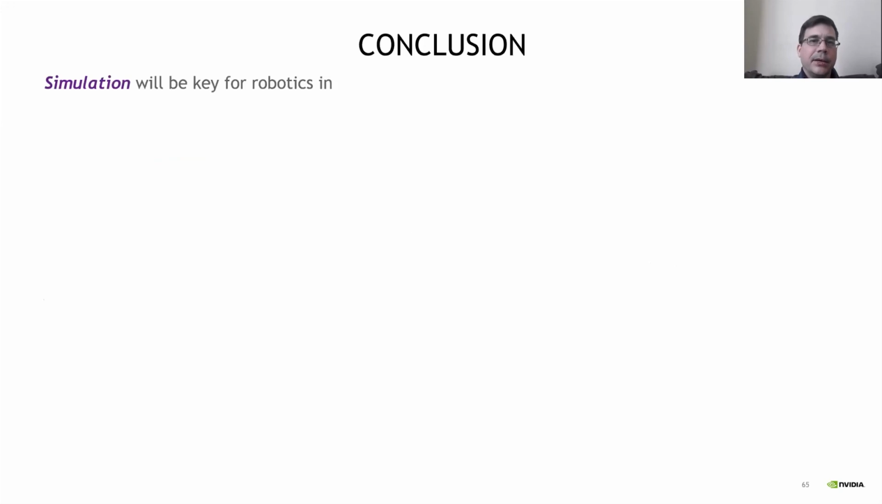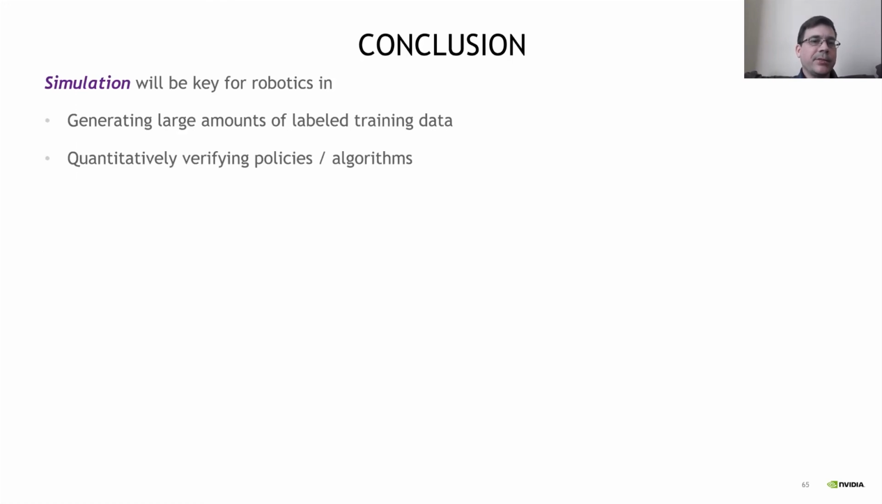So in conclusion, I hope I've at least whet your appetite or maybe even convinced you that simulation is going to be key for robotics in the future. That's for generating large amounts of labeled training data, as well as for quantitatively verifying the policies and algorithms. And I think what's key here is we're going to have photorealism and physical realism.